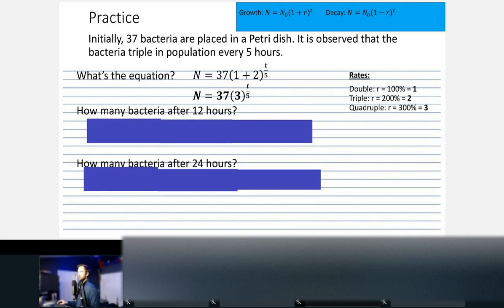Okay, everyone, go ahead and find out how much bacteria after 12 hours. Got about 517. I agree. 517. Good.